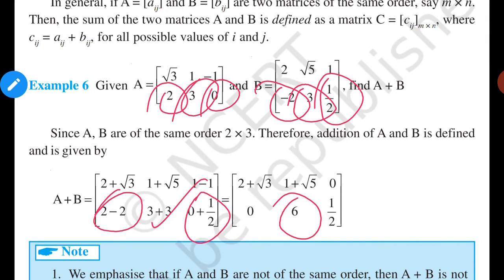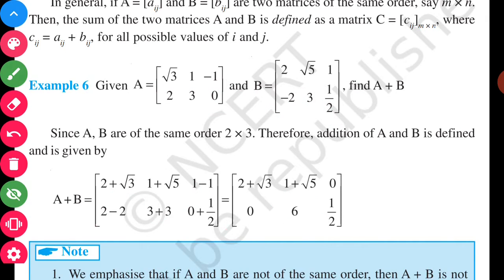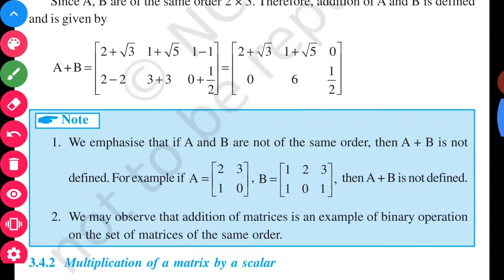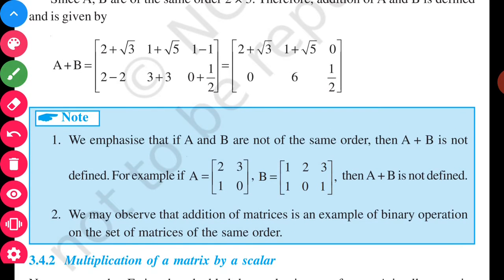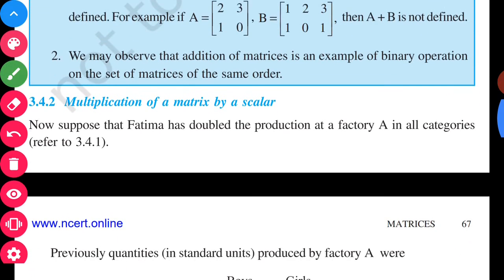Alright, so what we have learned here is that whenever we are adding two matrices, we keep in mind that they are of the same order. This is very important. If the orders of the matrices are not the same, we can't find their addition. Addition is not defined. Clear? So in addition of matrices, what we have to keep in mind is that they must be of the same order.